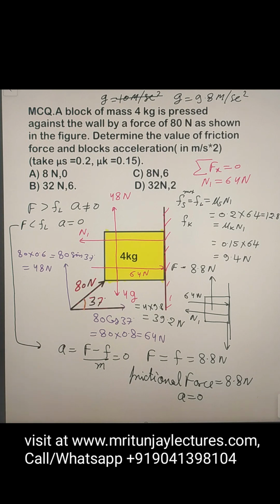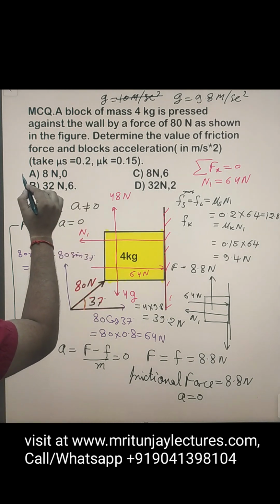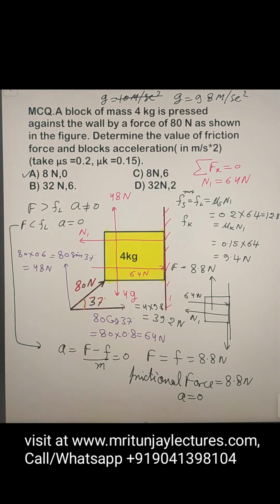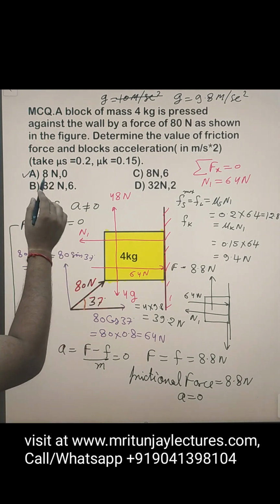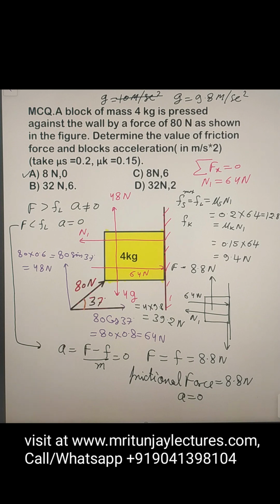So which option is the correct option? 8.8 Newton frictional force and acceleration of the block is 0. So which option are we closer to? That is A. Option A is the correct option. If you take g as 10, then we get the first option. Okay, but if I take 9.8, it is closer to that one.